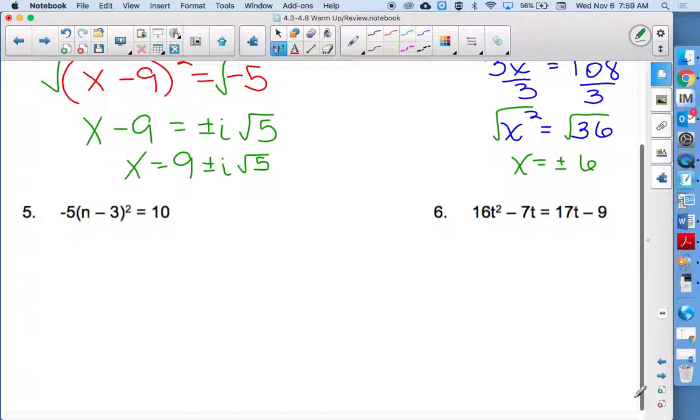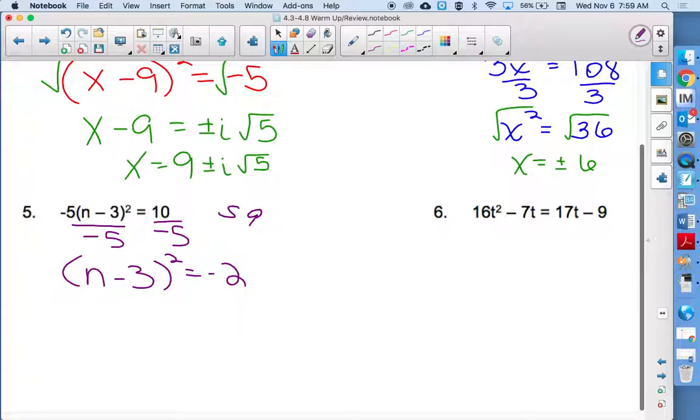So looking at number 5, we have negative 5 times the quantity n minus 3 squared, and it's equal to 10. Michael, how do you think you'd solve that one? What do you think you'd do, looking at those 4 methods? Yeah, so dividing by negative 5 leaves us with n minus 3 squared equals negative 2, and then what did you do, Michael?